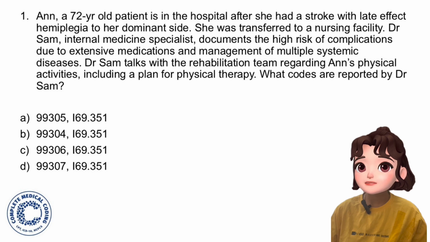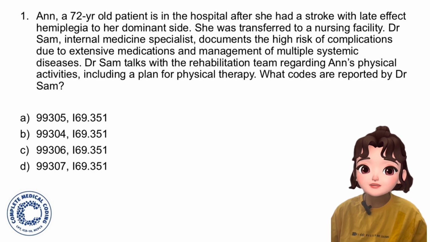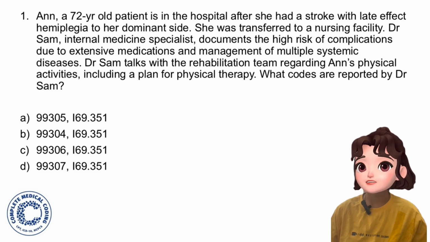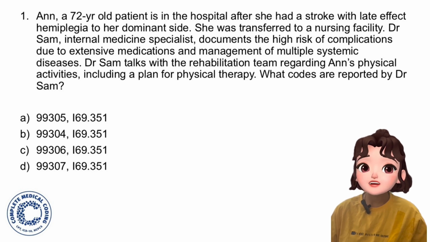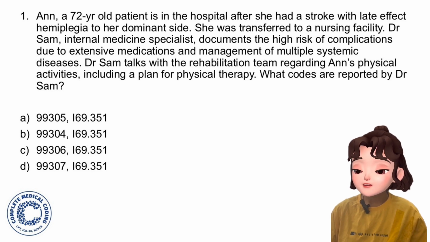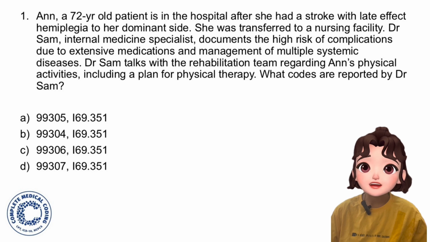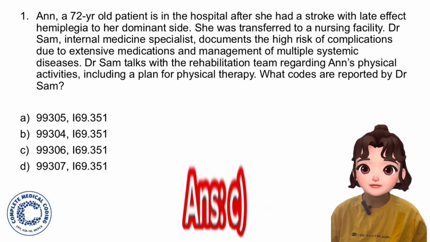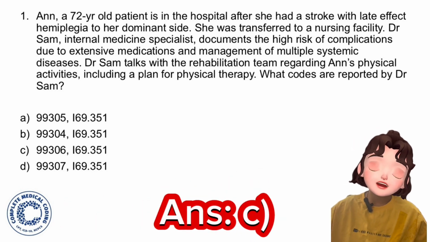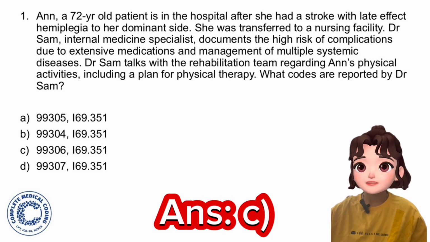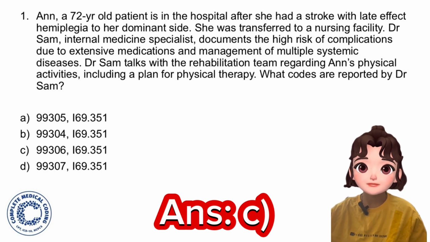Okay. And here the patient was having a stroke with late effect hemiplegia. And then high risk of complications. The doctor documents the patient is having a high risk of complications due to extensive medications. Since this is high risk of complications, this will fall under MDM of high complexity. MDM of high complexity means the correct E&M code will be 99306. So the answer here is option C. 99306, MDM of high complexity, that you need to code. And then the diagnosis, which is the same, hemiplegia, I69.351.